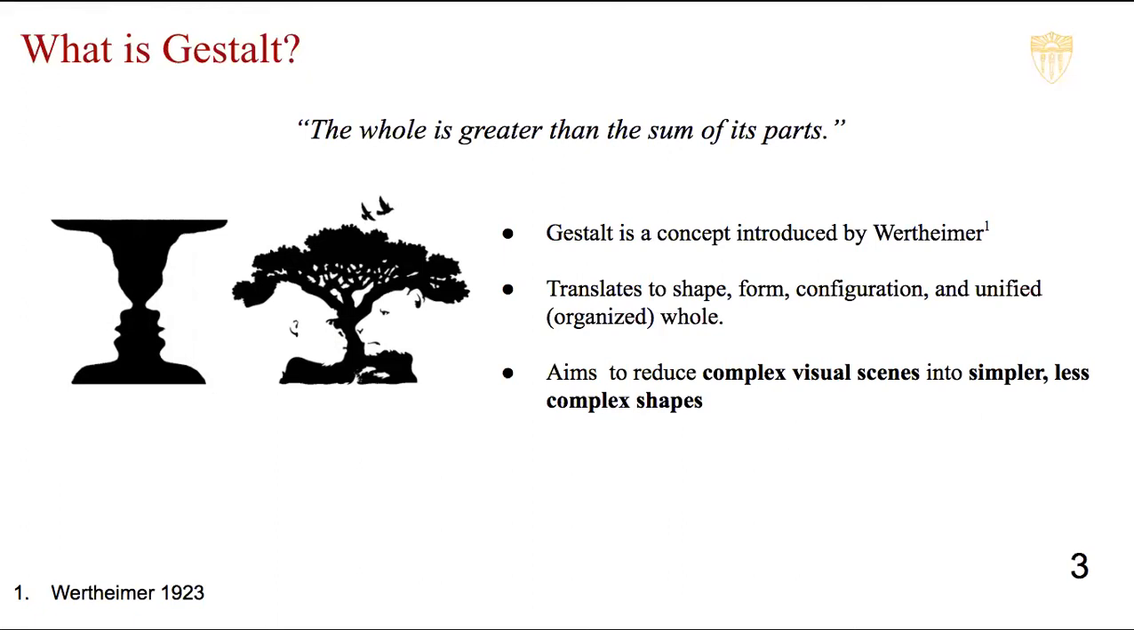The concept of Gestalt originates from psychologist Max Wertheimer and his partners who were interested in studying principles of structuralism and behaviorism. Gestalt's meaning roughly translates to shape, form, configuration, and unified whole. It aims to reduce complex visual scenes into simpler, less complex shapes that can convey an image's meaning in a single formation rather than smaller elements.